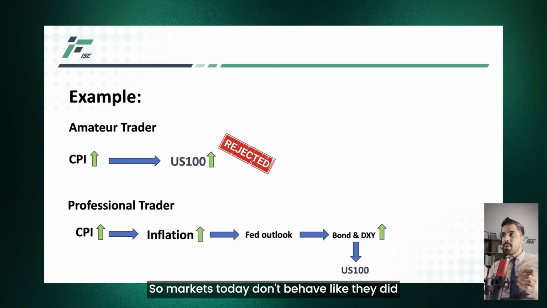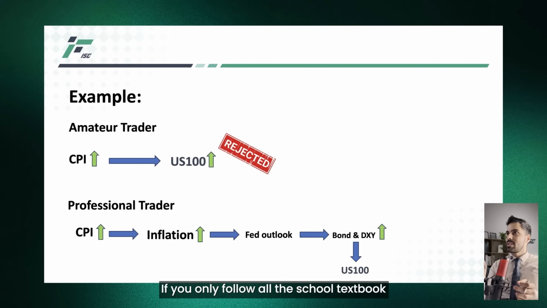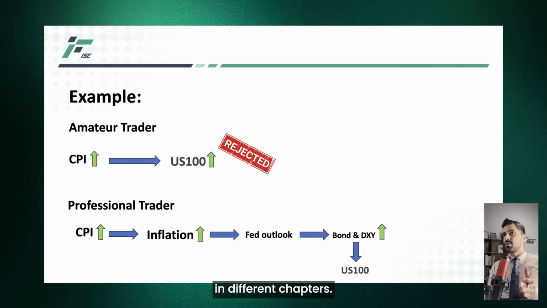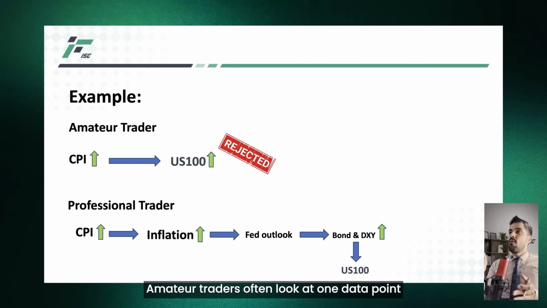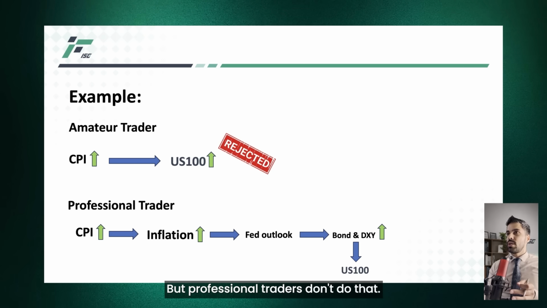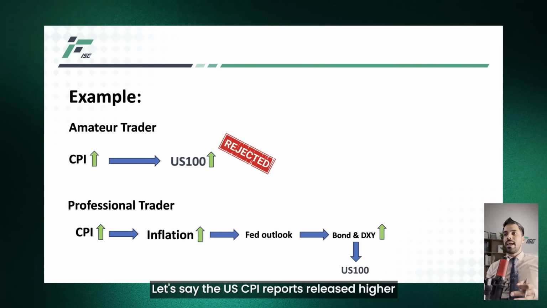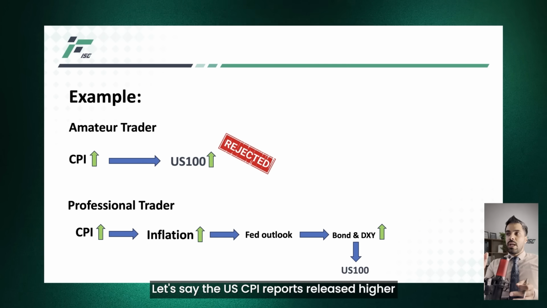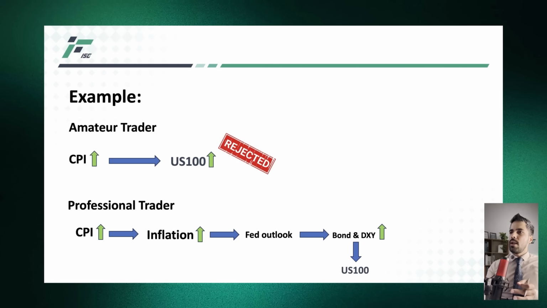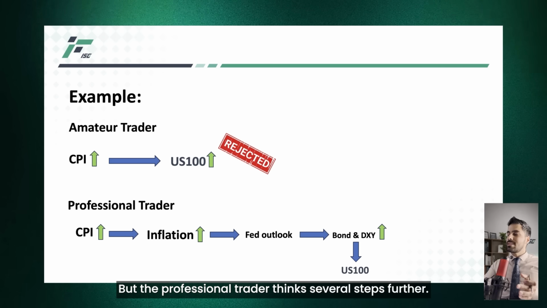Markets today don't behave like they did 20 or 30 years ago. If you only follow all the school textbook rules, you will probably be confused a lot. Amateur traders often look at one data point and assume that they know what will happen. But professional traders don't do that. They ask where we are in the economic cycle. For example, let's say the US CPI report is released higher than expected. An amateur trader might say, oh, inflation is up, let's buy gold, let's buy NASDAQ. But a professional trader thinks several steps further.